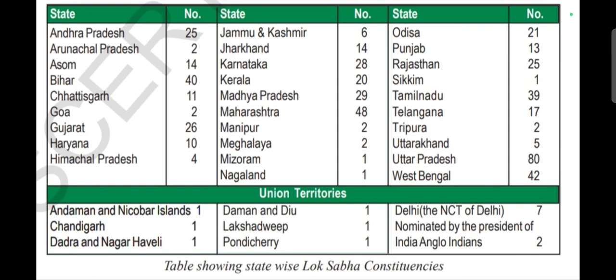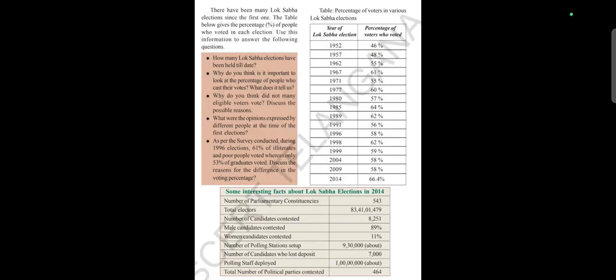So there are 2 tables we can see. First table which shows the percentage of voters in various Lok Sabha elections.